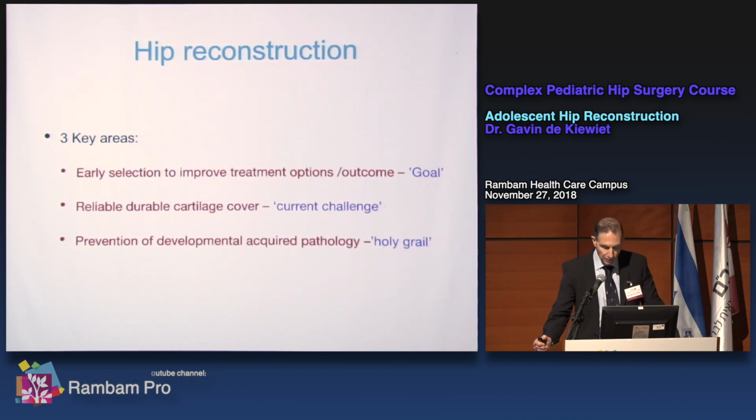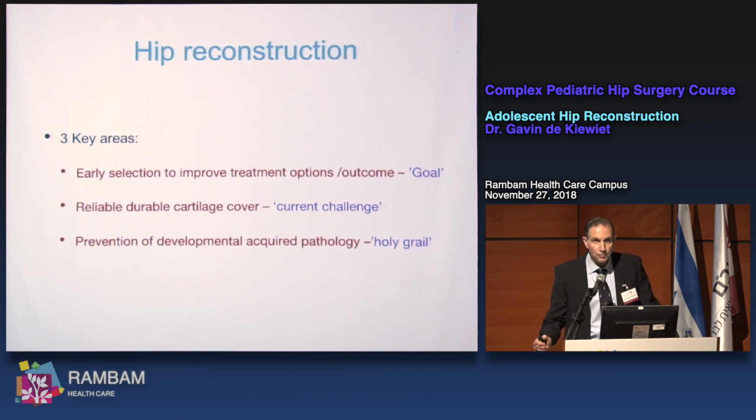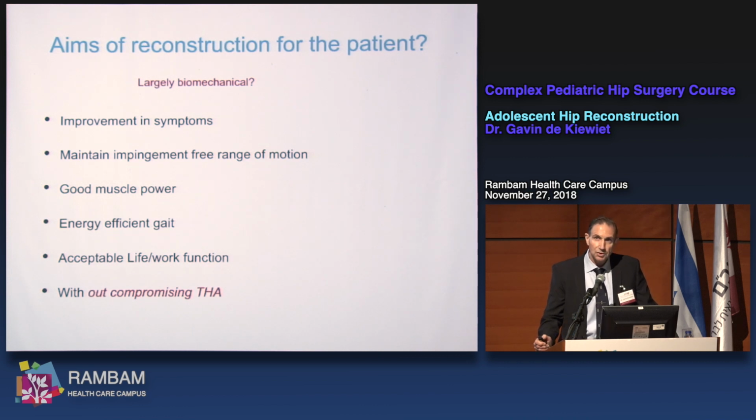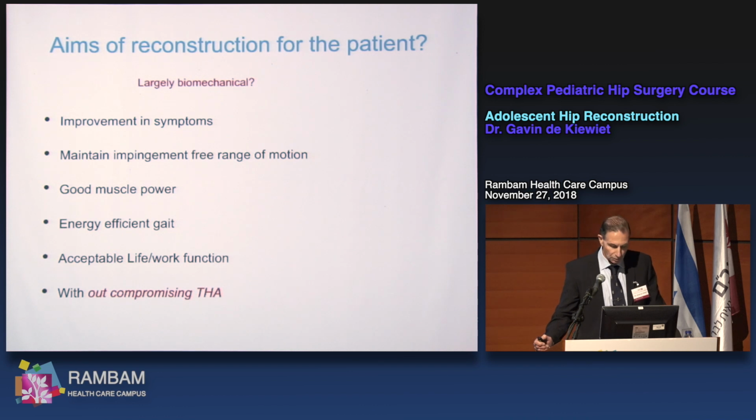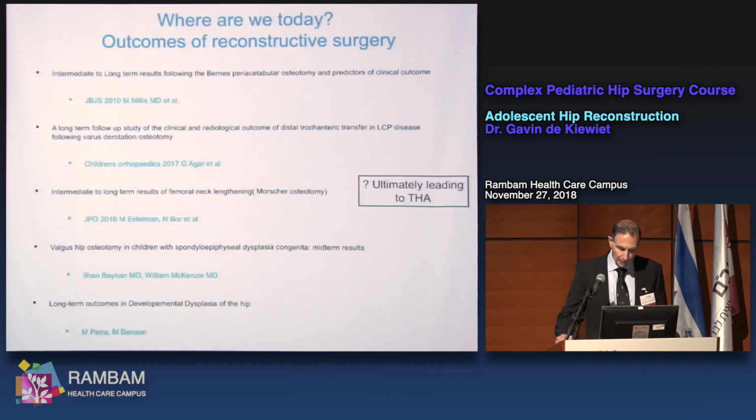So the three key areas we look at are trying to improve our treatment outcomes and options we have. That's our goal. Ideally, we want to deal with the cartilage, and obviously the holy grail would be if we can prevent these conditions from occurring in the first place. So in terms of what the patient's situation is concerned, this is largely biomechanical. Can we improve their symptoms by what we do? Can we still maintain an impingement-free range of motion with good muscle power, which translates into an energy-efficient gait, with an acceptable work-life balance without compromising the subsequent hip replacement that they may well have?